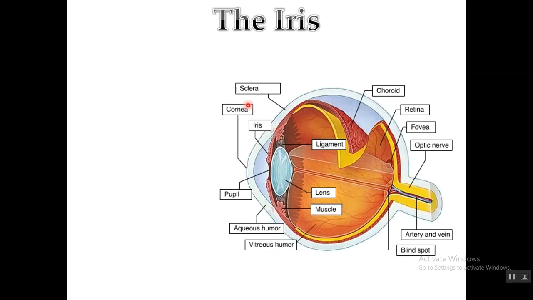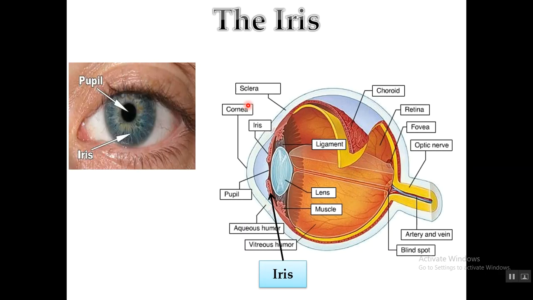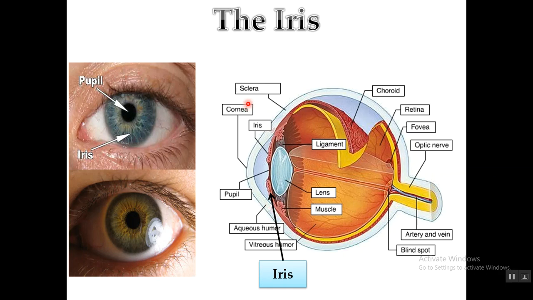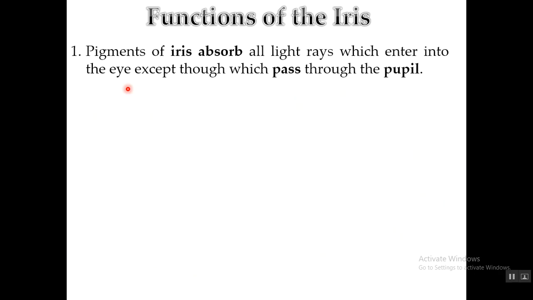Number one, the iris. This is the iris. The iris, as we can see here, contains an aperture or opening inside it. This is called the pupil. And the iris contains two kinds of muscles: the constrictor pupillae, and another muscle called the dilator pupillae muscle. What about the function of the iris?